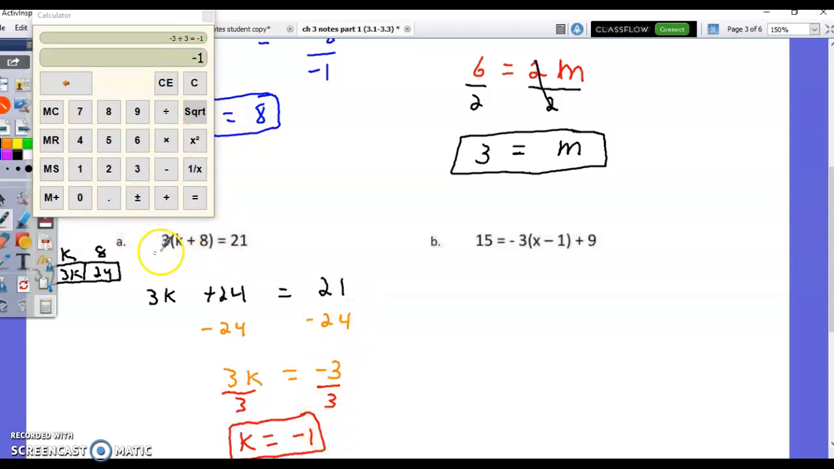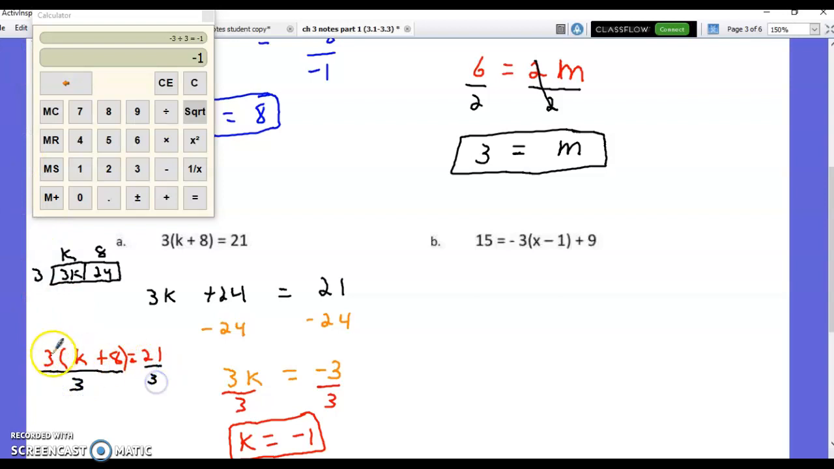All right, the other way I was talking about, if we don't distribute, there's a way of doing this. I probably shouldn't show it to you because it'll be confusing, but it will come up later when we are looking at ways of simplifying things. Since this 3 is being multiplied by this grouping, that grouping stays together. So really what I could do is divide this whole thing by 3 and this thing by 3. So these 3's cancel out, leaving me with k plus 8 equals 21 divided by 3 is 7. Then you subtract 8 from both sides, and k equals negative 1. So you still get the same answer.